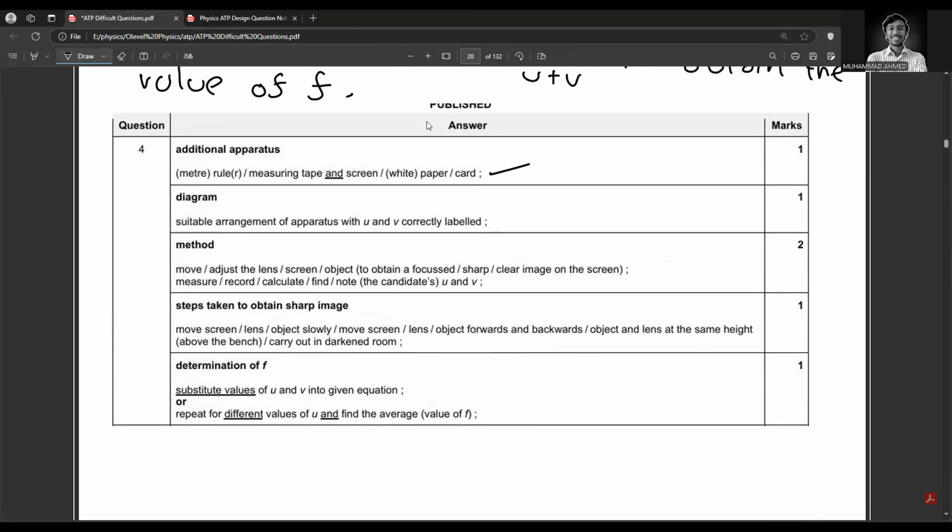Let's compare our answer with the marking scheme. Meter rule and a screen is required. Perfect. Arrangement showing u and v. Yeah, that's correct. Move the lens to form a sharp focus image. Measure u and v. Perfect. Carry out the experiment in a dark room. Perfect. Substitute values of u and v into the given equation to calculate f. Simple as that. Nothing complicated.